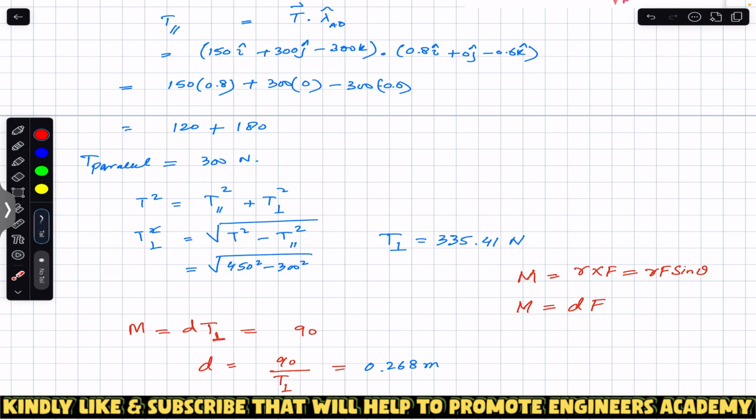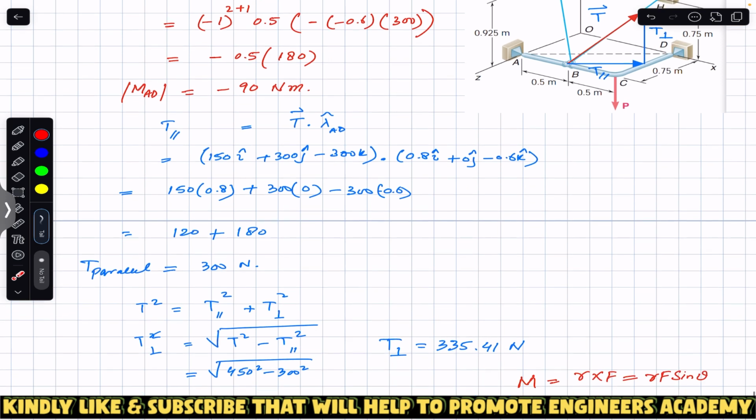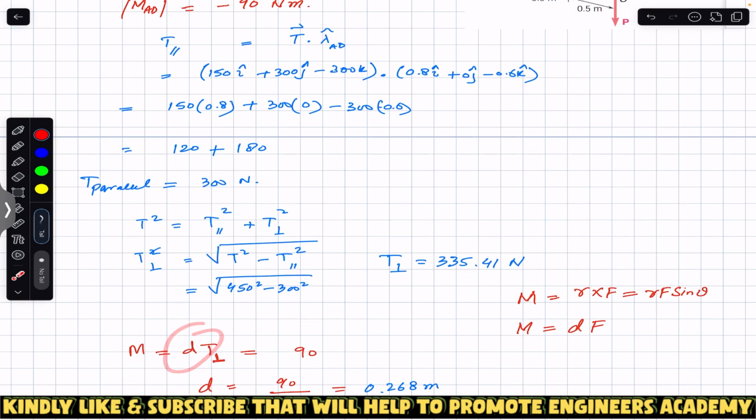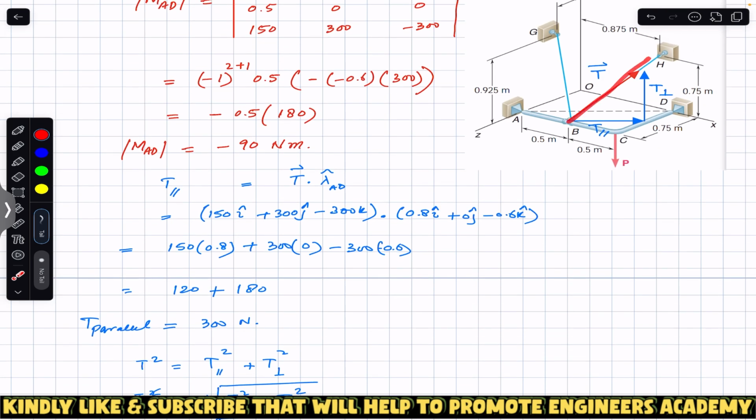Once we find the parallel component, we can always use the Pythagoras theorem, because these are rectangular components. This component is parallel to AD and this component is perpendicular to AD. Once we find this, we can use the Pythagoras theorem to find the magnitude of T perpendicular, and putting that magnitude in this equation will give us the perpendicular distance required between BH and the AD line.